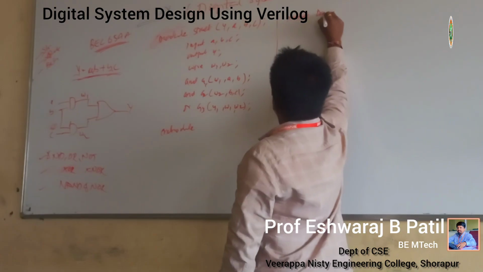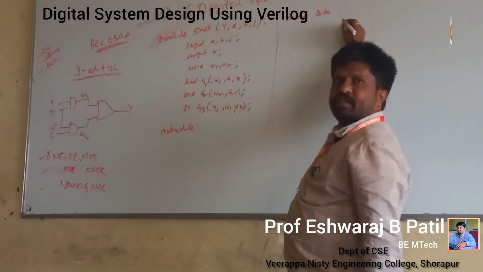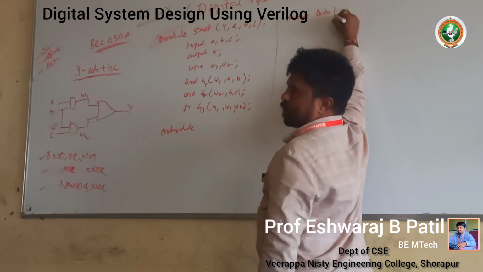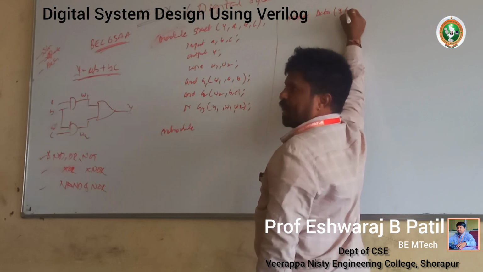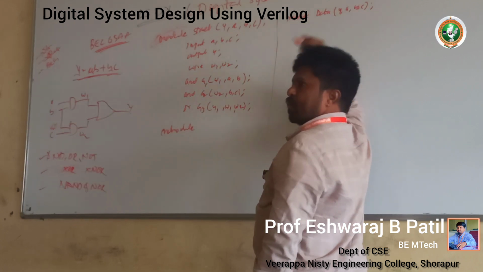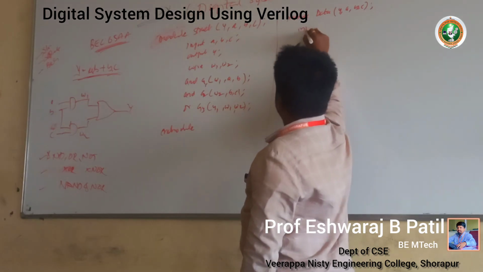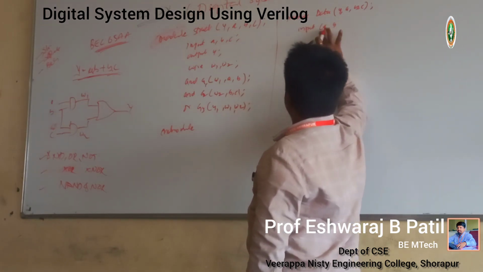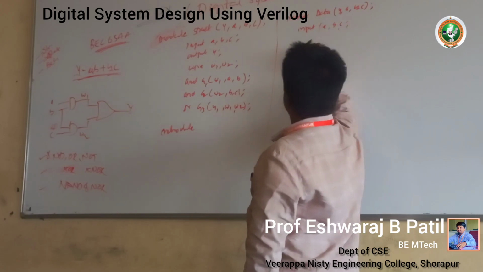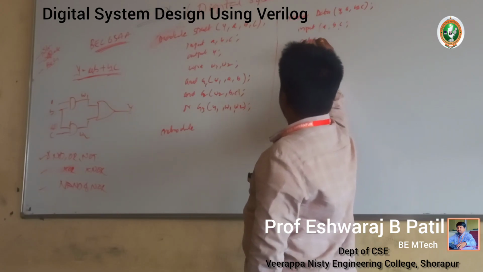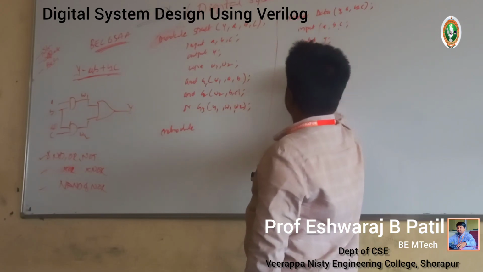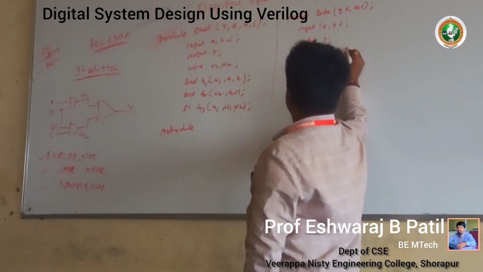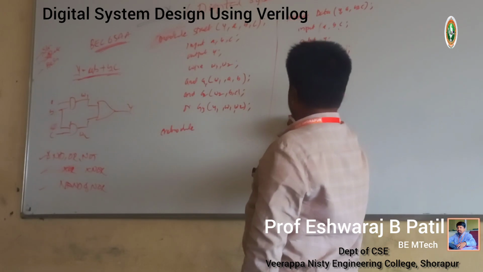The module name can be anything; you can write any name, even your own name. Y comma A comma B comma C. Inputs are A comma B comma C. Output is Y. Wires also we should define: wire W1 comma W2, and then the end module.